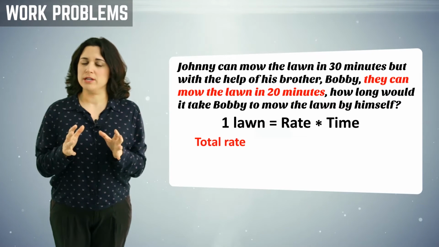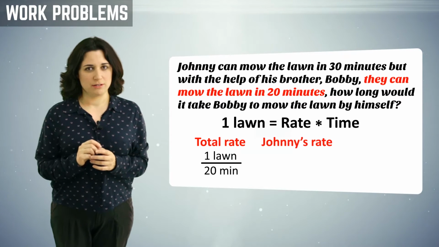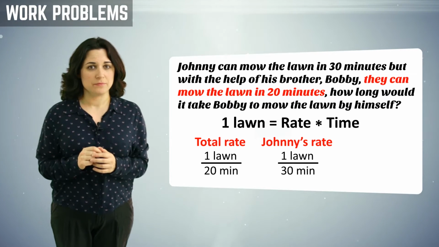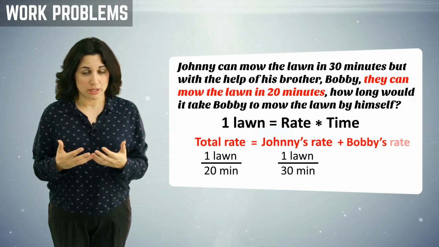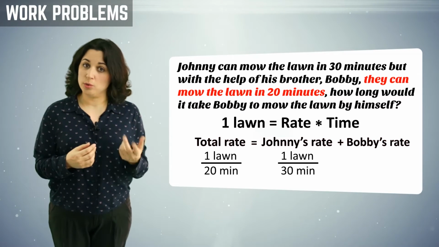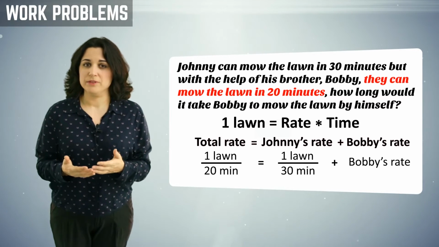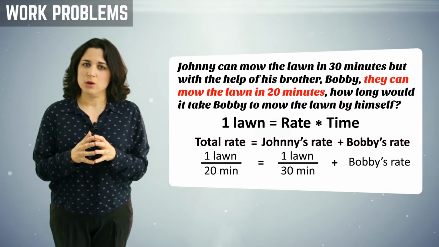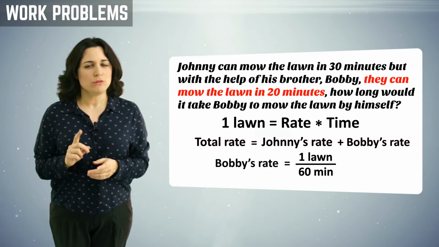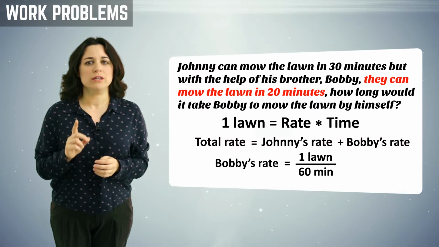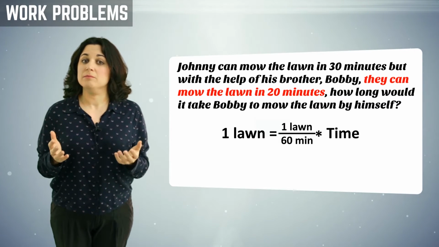We know that their total rate is 1 lawn in 20 minutes. We also know Johnny's rate, 1 lawn in 30 minutes. We know that total rate equals Johnny's rate plus Bobby's rate. Therefore, 1 lawn in 20 minutes equals 1 lawn in 30 minutes plus Bobby's rate. Solving for Bobby's rate, we will see that Bobby's rate equals 1 lawn in 60 minutes. Reminder, the question was how long it'll take Bobby to mow 1 lawn. Now it's easy to see that it will take him 1 hour.